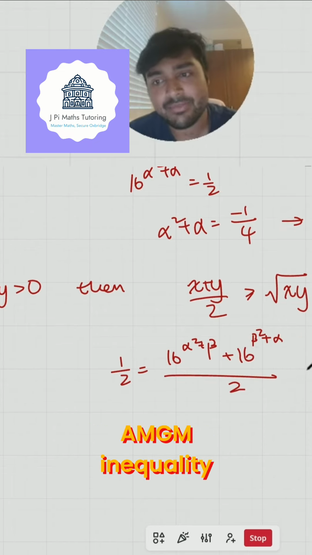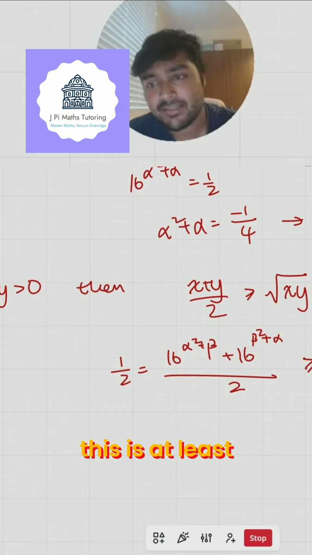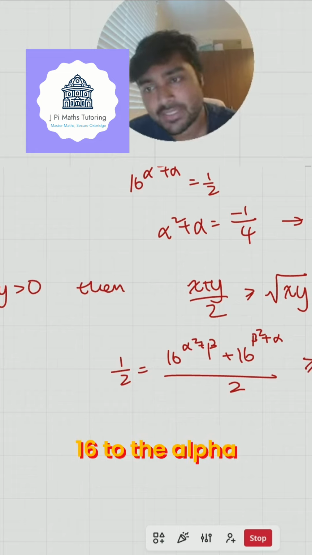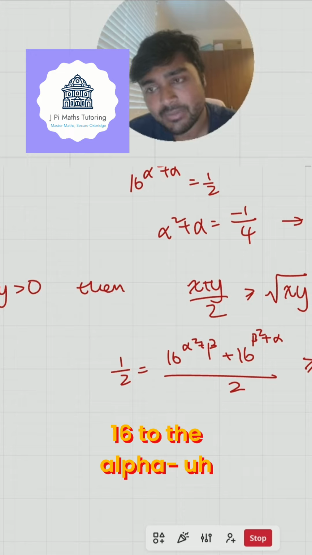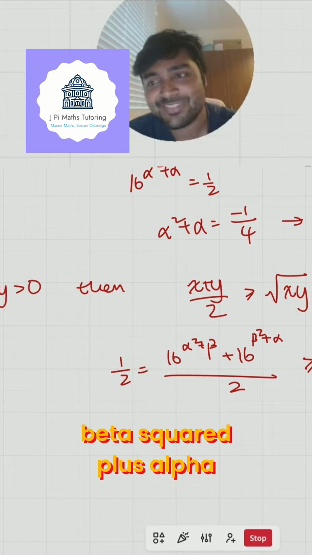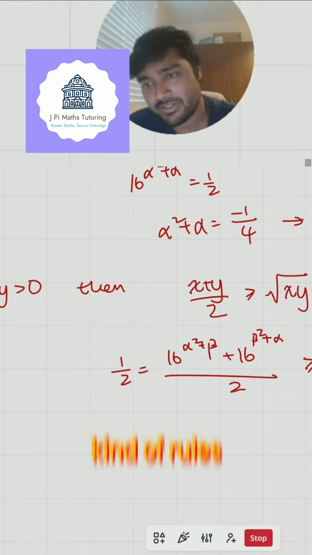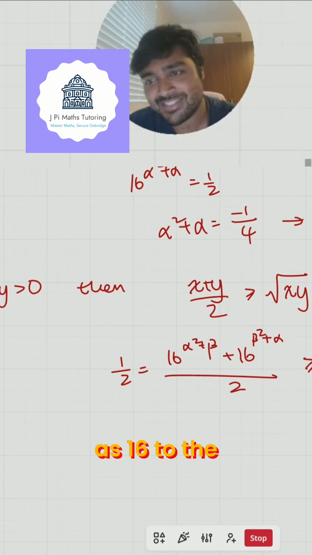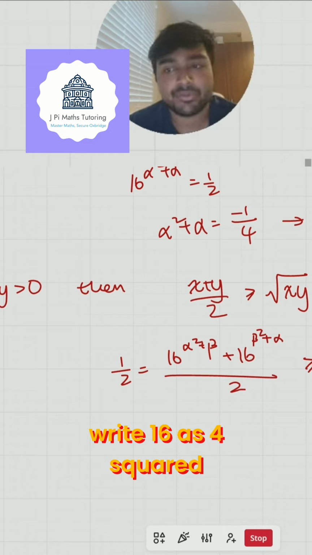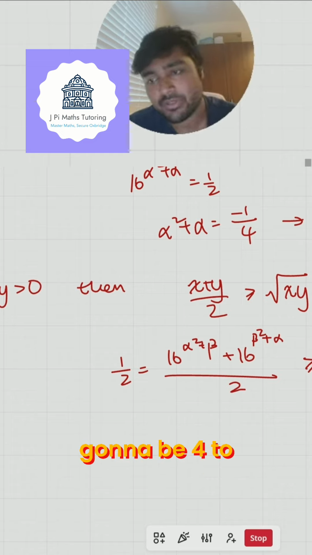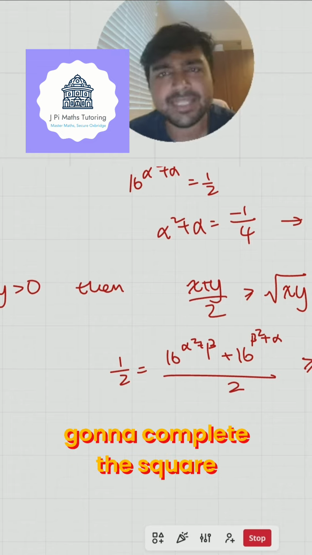Now, according to the AMGM inequality, this is at least the square root of 16 to the alpha squared plus beta times 16 to the beta squared plus alpha, like so. But now, just using rules of indices, this is the same as 16 to the alpha squared plus alpha plus beta squared plus beta, and I can write 16 as 4 squared, and so this is going to be 4 to this power. Now I'm just going to complete the square on this.